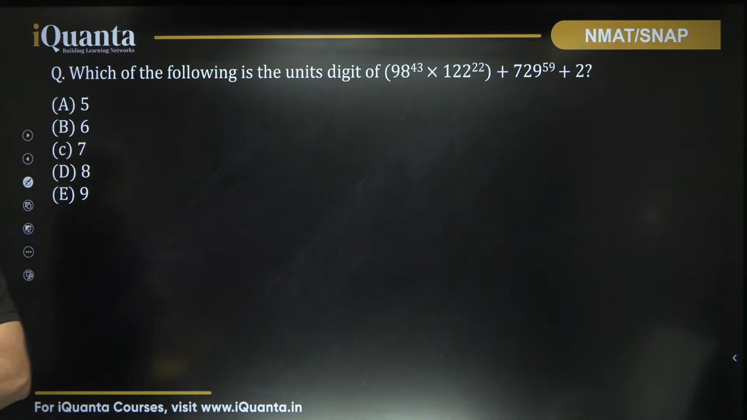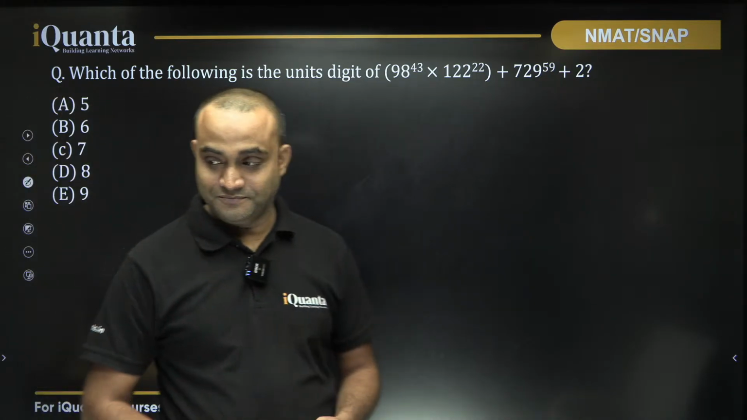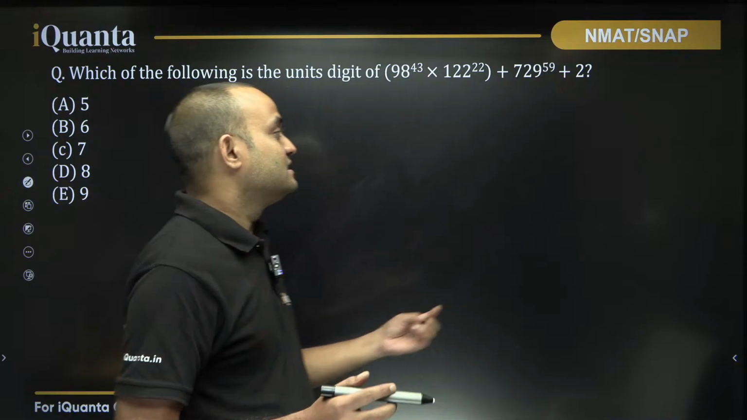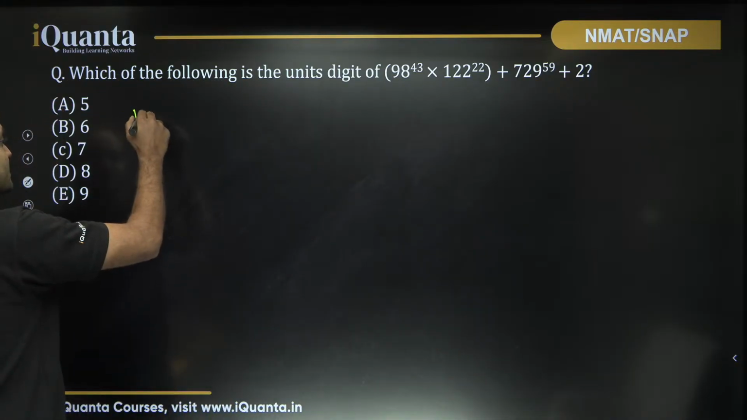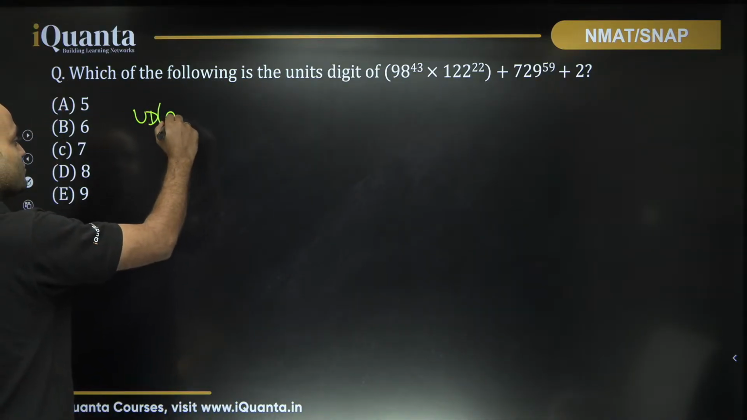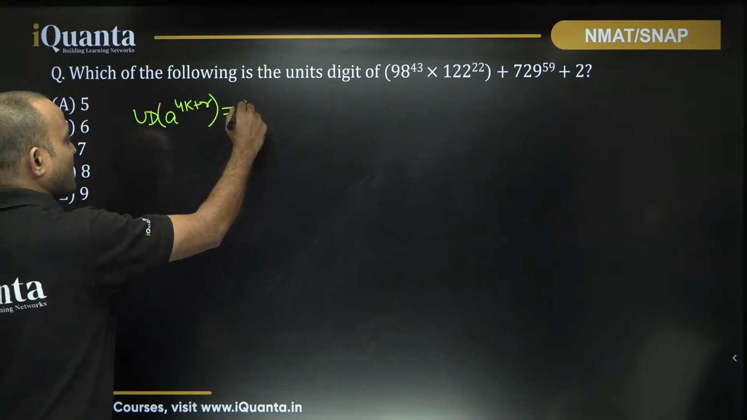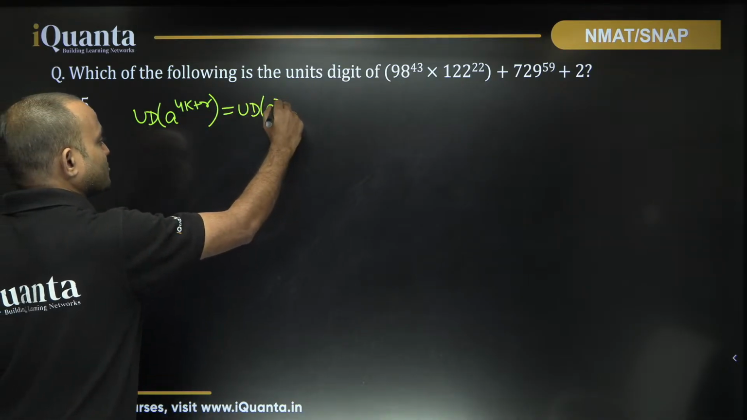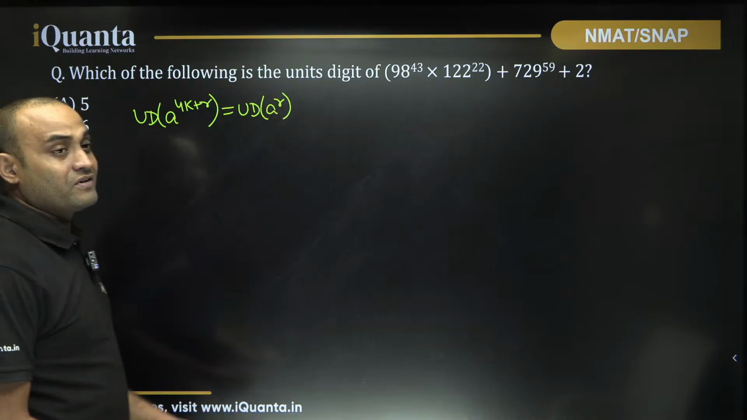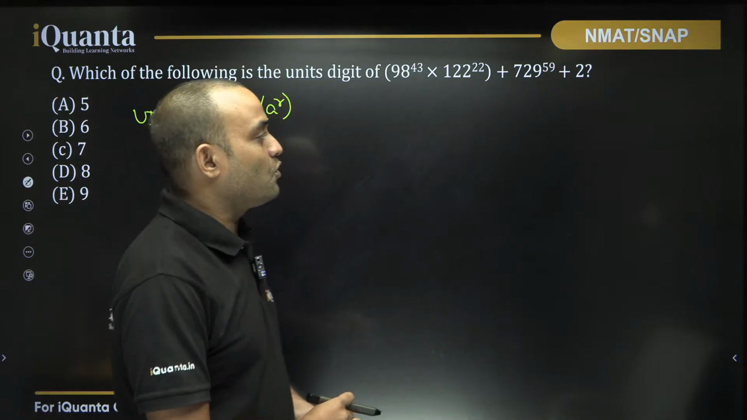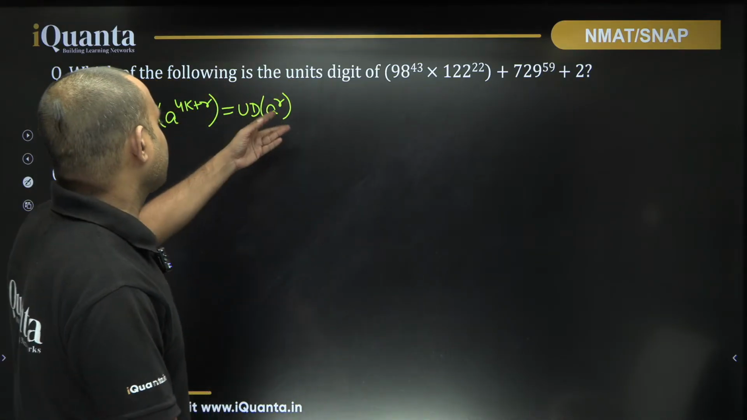What are the answers? Option E. Okay, let's see. Yesterday we learned that unit digit of a to the power 4k plus r is same as unit digit of a to the power r. So if the power is anything bigger than 4, you need to divide it by 4 and take the remainder.